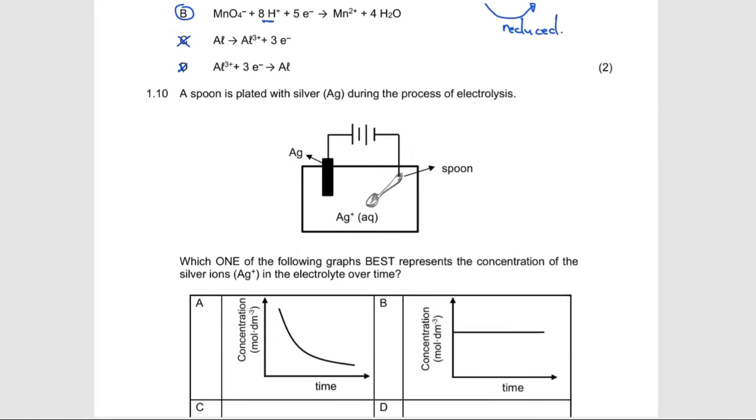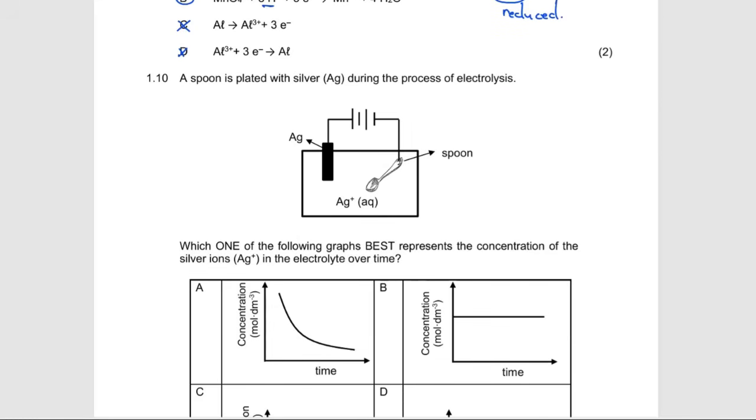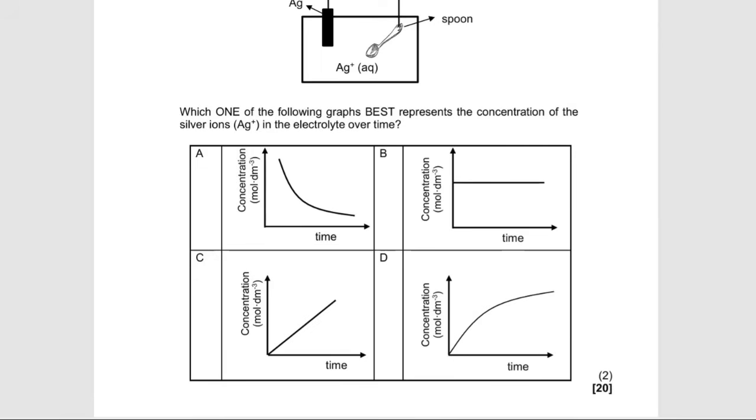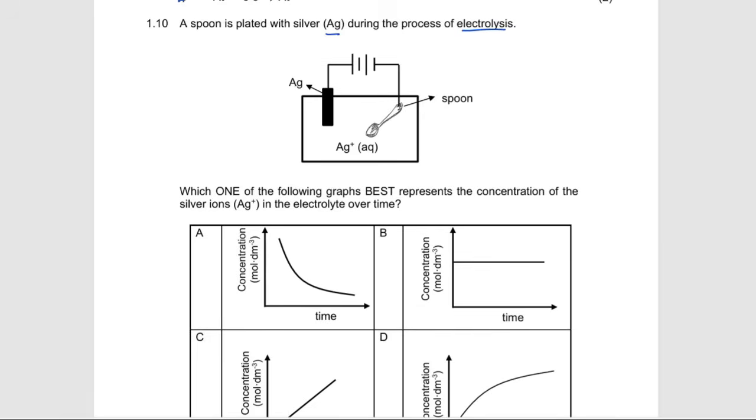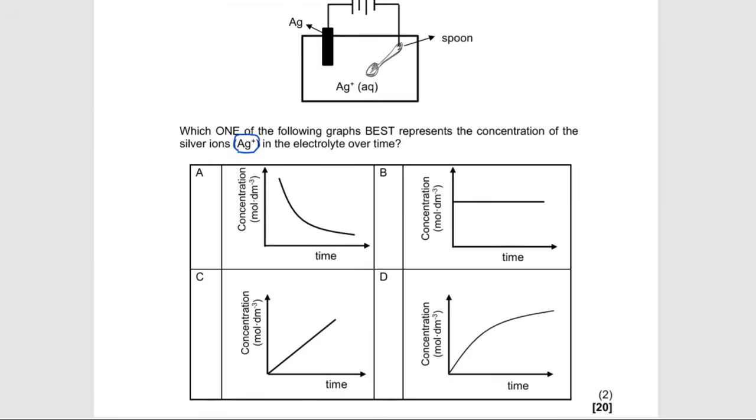Then moving on to 1.10, it says a spoon is plated with silver during the process of electrolysis. Which one of the following graphs best describes the concentration of the silver ions in an electrolyte over time? The concentration is going to remain constant, so our correct option is option B. According to this, you can see the concentration remained constant throughout.